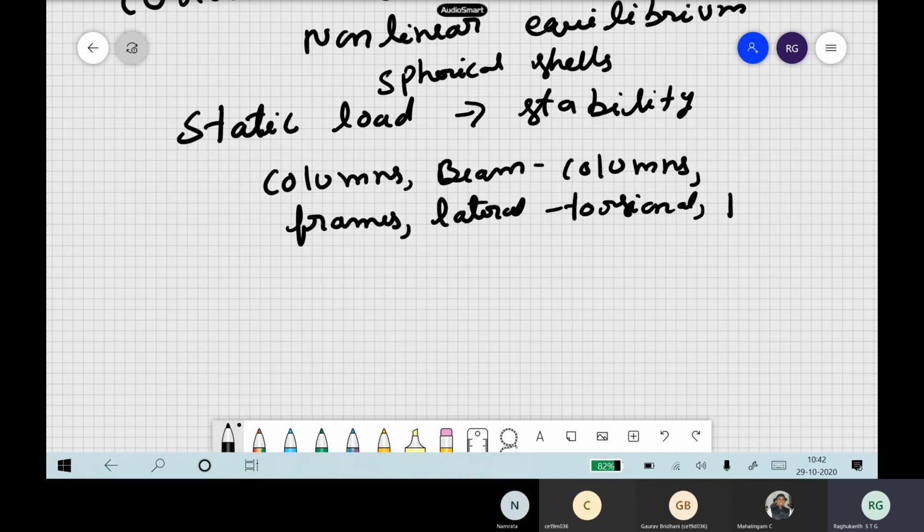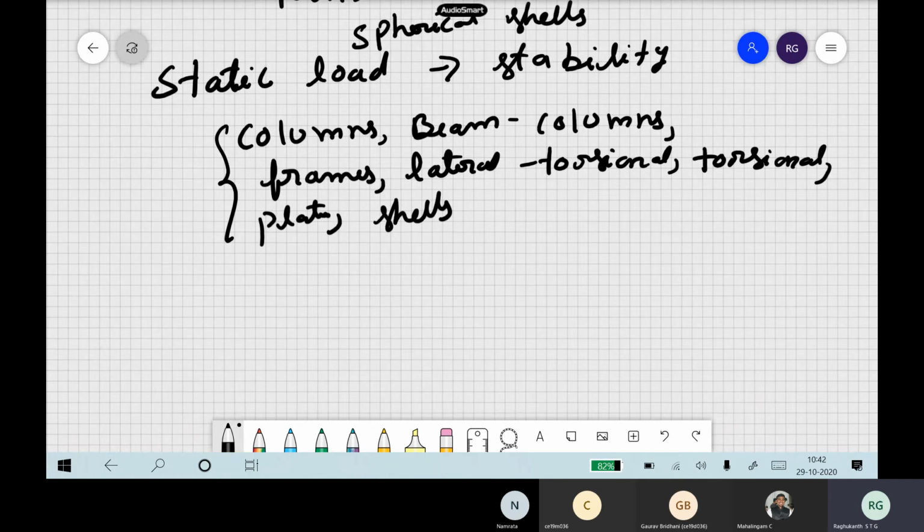Torsional, this one we have seen. Then torsional buckling also we have seen. Torsion also we have seen. Lateral torsion also we have seen. Then we discussed the plates. Then you followed the shells actually. So if you see Chen's textbook, almost we have covered all the chapters until now.